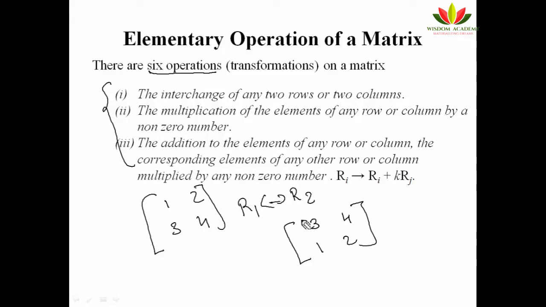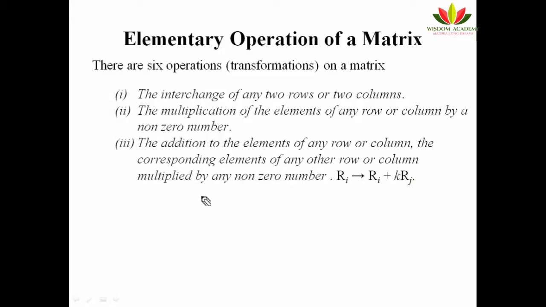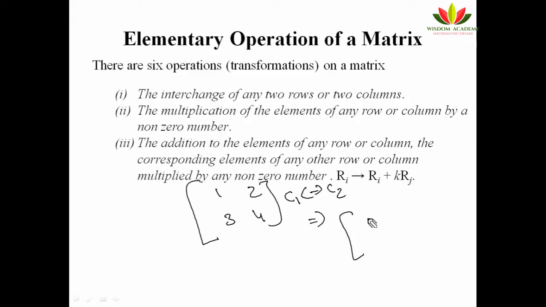Once again I will show how to do it with columns. If I want to change the columns, I will write C1 interchanged with C2, and it is going to be 2, 4, 1, 3. What I did is, these columns are interchanged, and this one went there. So this is known as interchanging of 2 rows or columns.